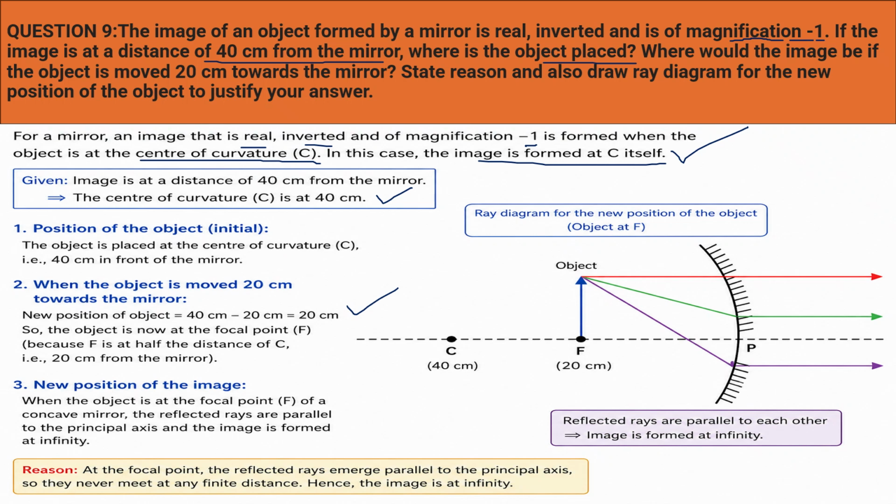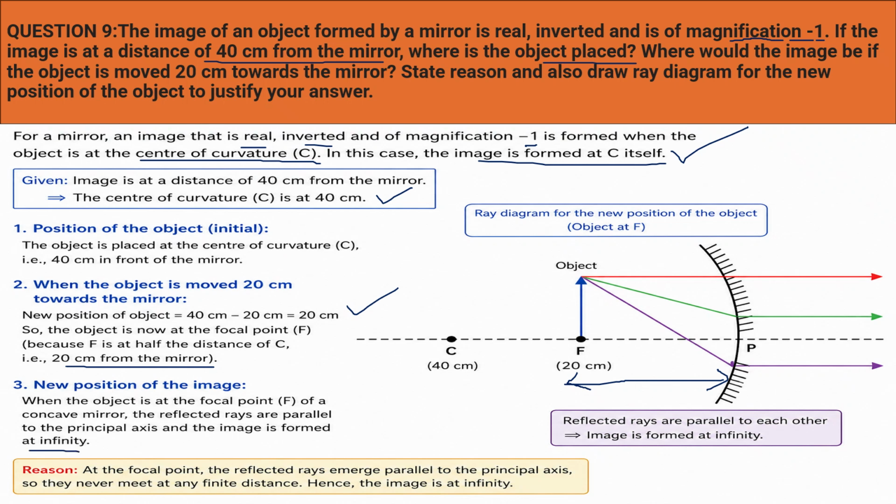Now because F is at half the distance of C, that is, it is 20 centimeter from the mirror. If you can see this one, 20 centimeter from the mirror. So the new position of the image, when the object is at the focal length of a concave mirror, the reflected rays are parallel to the principal axis and the image is formed where?